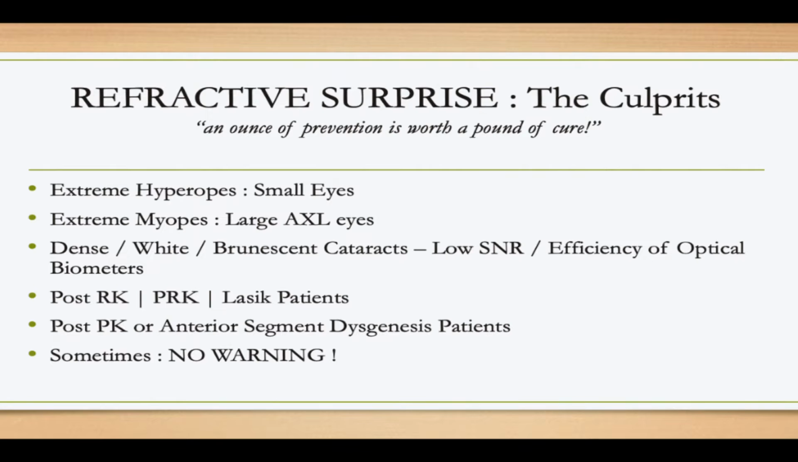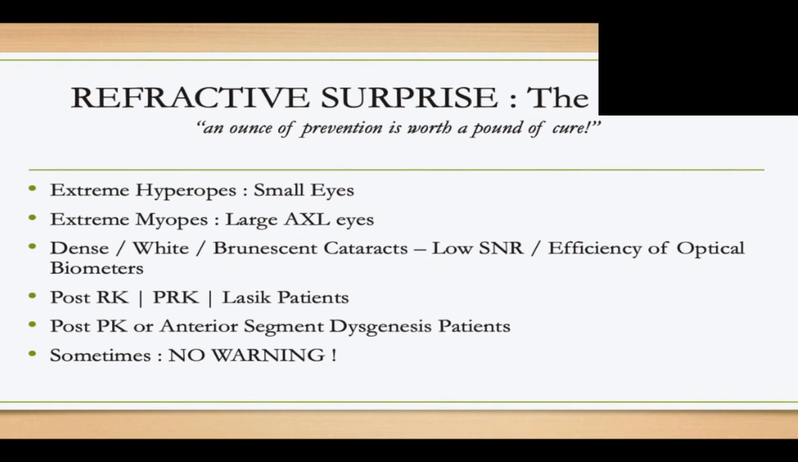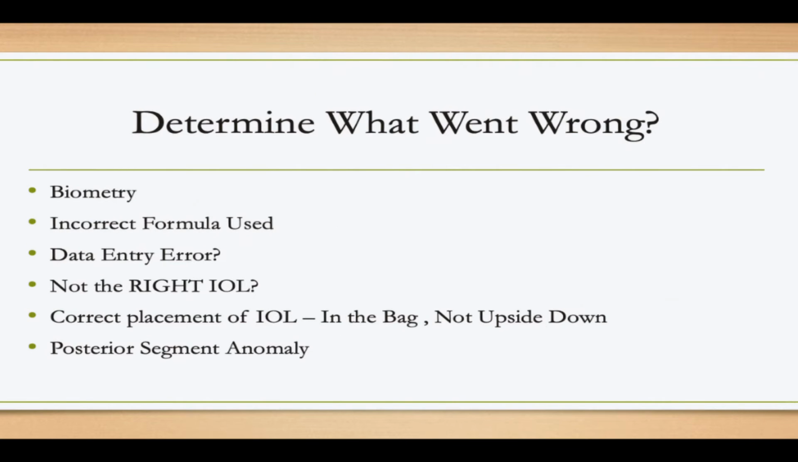Okay. So we have to just go back and see what was the problem. Why did we have this refractive surprise? Was it a small eye? Was it because it was a myopic large eye? Was it because it was a failure of your biometry? Because it was a dense white brunescent cataract and there was a low SNR. So then you have to find out whether it was the incorrect IOL formula which you used, or was it an error in the data entry, not the right lens that was given to you in the OR.